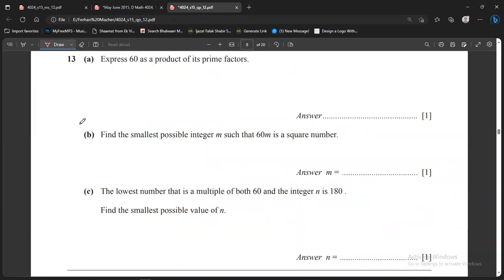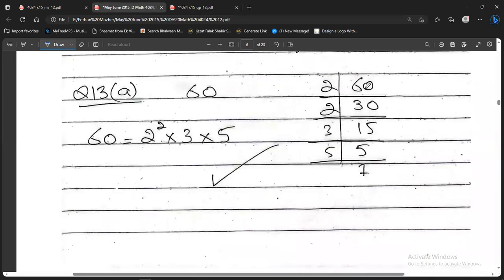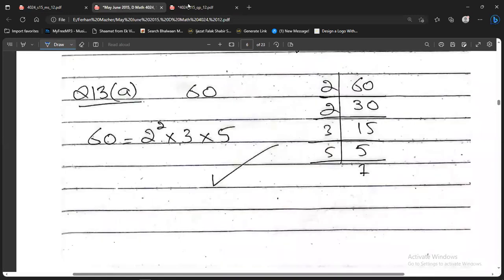Question number 13. Express 60 as a product of its prime factors. Okay, so we will prime factorize 60. 2 divided into 60, that's 30. 2 divided into 30, that's 15. 3 divided into 15, that's 5. 5 divided by 5 is 1. So 60 is equal to 2 square multiplied by 3 multiplied by 5. 2 square into 3 into 5. That's the right answer, sir.